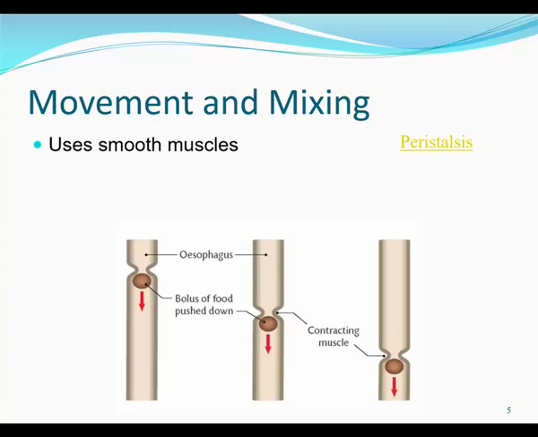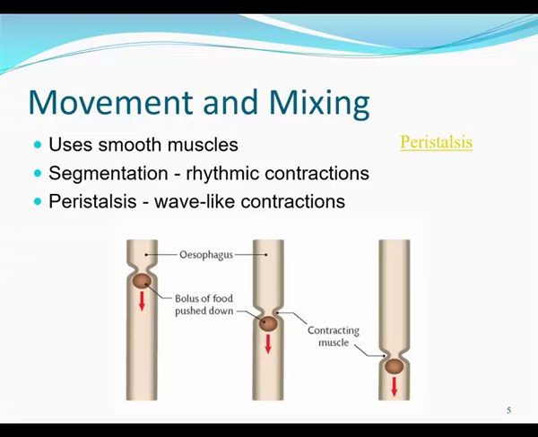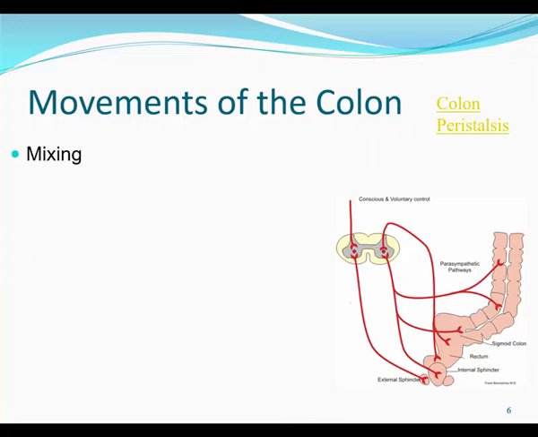Again, movement and mixing use smooth muscles, which are not voluntary, use segmentation to squeeze things, and peristalsis, the wave-like motion, to move things along. Mixing makes sure all the surface of the fecal matter is exposed to the walls of the colon so that water and electrolytes can be absorbed. So as it moves around, the colon absorbs the water and the vitamins and minerals. Peristalsis is much slower here, only 2 to 3 times per day, which is called mass movements. This moves material closer to the rectum.